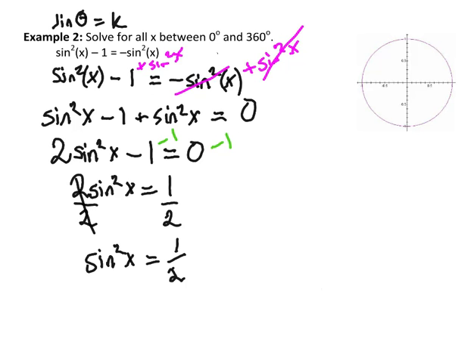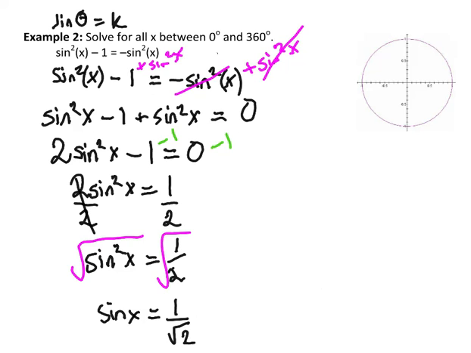Now I need to get the sine x on its own. I don't want just sine squared, I need it to be just sine x. So what I can do next is actually square root both sides. Square root that side, square root this side. And that gives me sine of x is equal to the square root of 1 over 2. The square root of 1 is just 1. Square root of 2 is root 2.